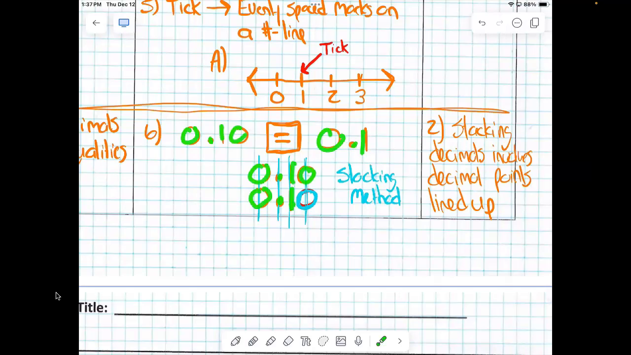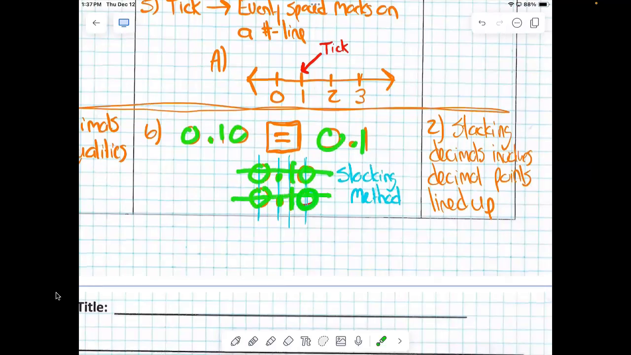After we stack them, after we had our decimals lined up, we added one more 0 because we wanted to even the numbers out as much as possible. True or false? What did we notice about this number and this number? They're the same. So what's our symbol?